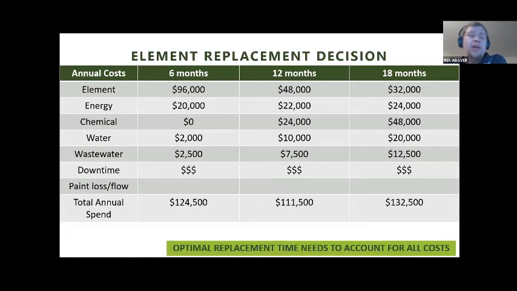Whereas if you know that, hey, at 12 months we're going to be replacing the element because we know that's the best economic decision, a month ahead we can ensure that we have all the parts on hand, so that we're prepared to make that swap out and make it as efficient as possible. So we're not scrambling at that time.